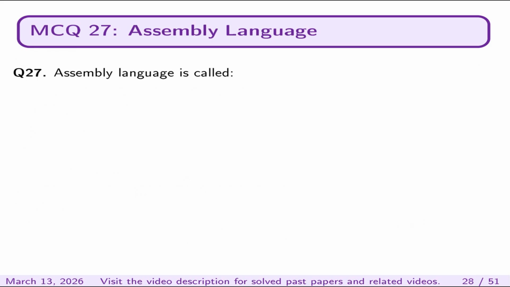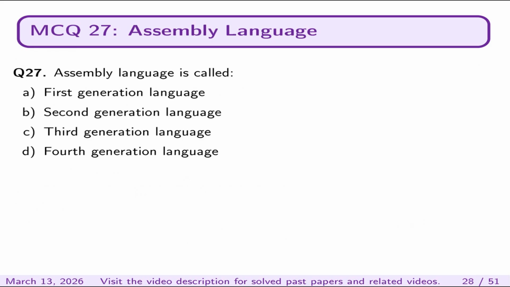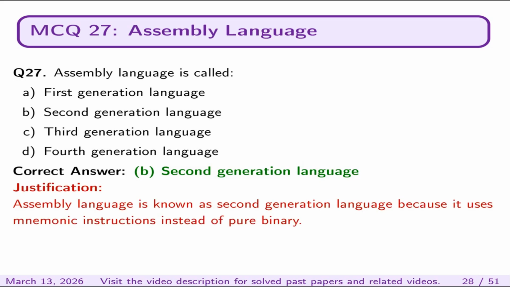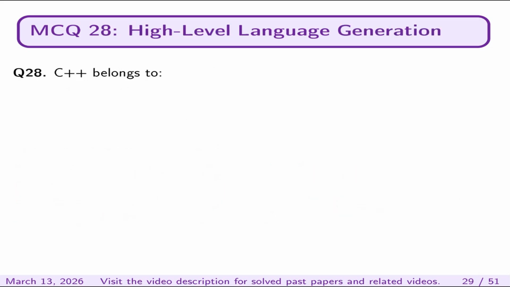Question number 27. Assembly language is called: first generation language, second generation language, third generation language, fourth generation language? It belongs to second generation language, because assembly language uses mnemonic instructions instead of pure binary code.